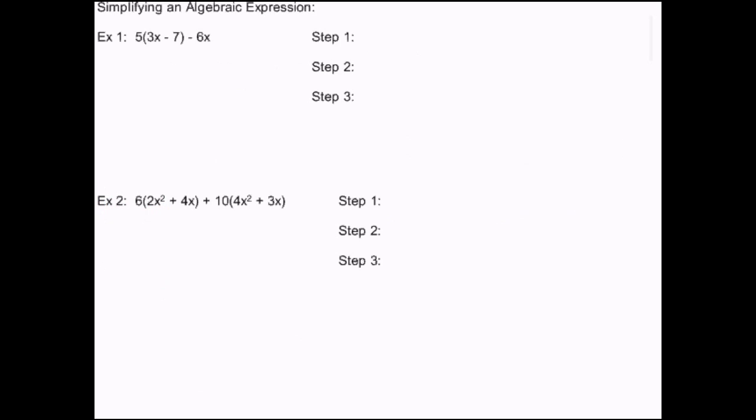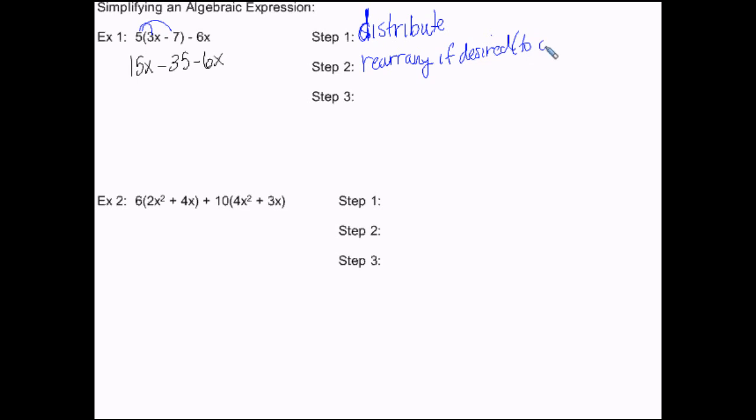Alright, whenever you have algebraic expressions that you need to simplify and have parentheses in there, step 1 is always going to be to distribute. So we're going to distribute this 5 first. Step 2, rearrange if desired. You don't really have to rearrange them, but some people like to rearrange to put the like terms together. It makes it easier.